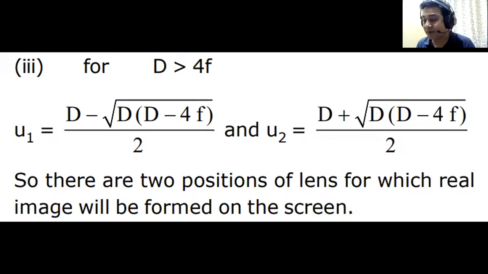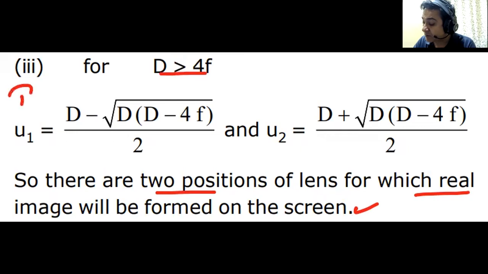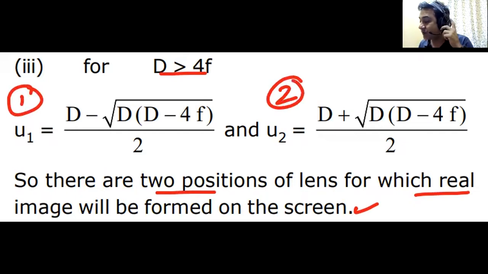If I have the value of capital D more than 4F, there are two positions of the lens for which a real image is formed. For position number one, the value of U1 is this. For position number two, the value of U2 is this. If you can remember any one of these, you can understand the second one. The only difference between the two is, in number one we have minus here, and in number two we have plus here. Can you remember this for me, beta?